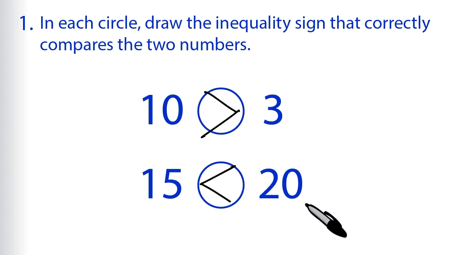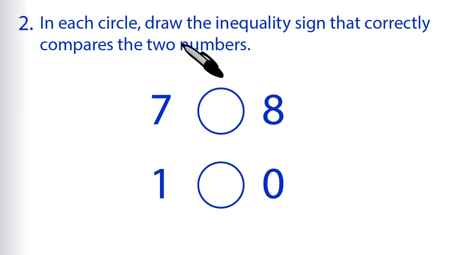For problem 2, we're told in each circle, draw the inequality sign that correctly compares the two numbers. And here we have the numbers 7 and 8, and 7 is smaller than 8. They're very similar in size, but 7 is smaller or lesser than. So we show the lesser than sign. And then 1 and 0. 1 is greater than 0. It's larger than 0. So we show the greater than sign. And see, once again, the larger open end is facing the larger or greater number. Larger open end, larger, greater number.